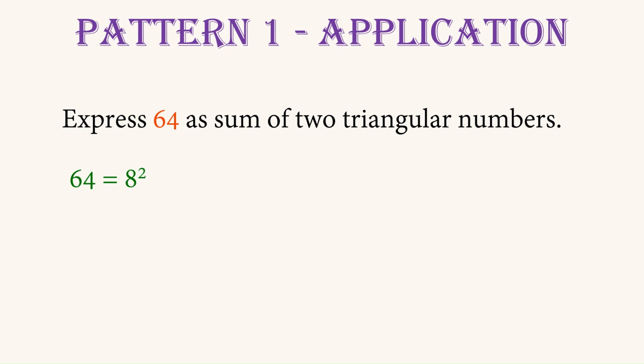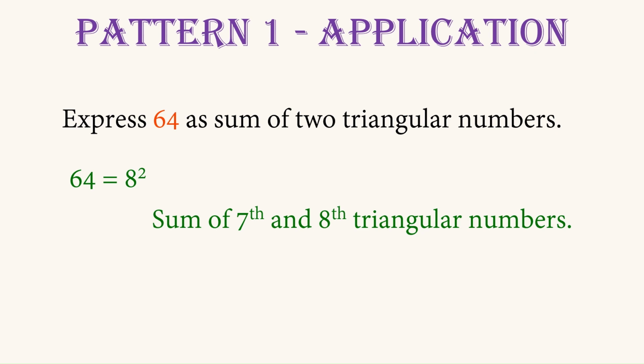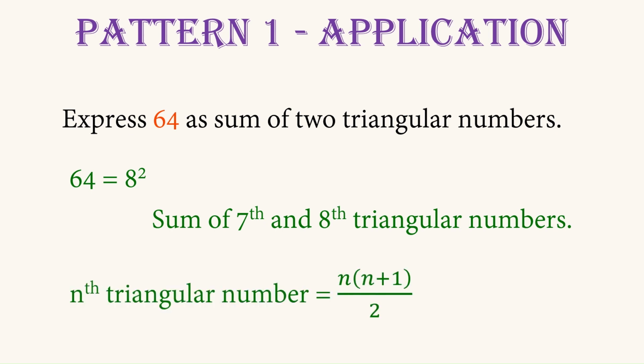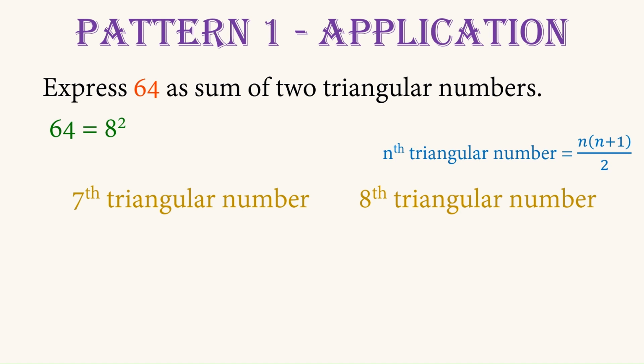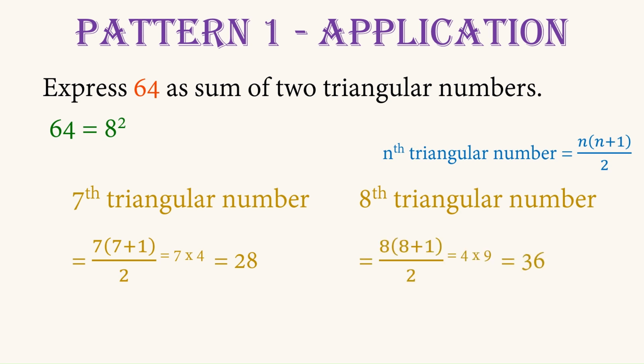When it is 8 square, we have to take 7th and 8th triangular numbers. But how to find which is the 7th and 8th triangular number? For that, we have a formula. To find any nth triangular number, we can do n into n plus 1 by 2. Now, using this formula, we will try to find the 7th and 8th triangular numbers. Just substitute the value of n in the formula. So when we say 7 into 7 plus 1 by 2, it gives 28. Similarly, on substituting 8, we will get 36.